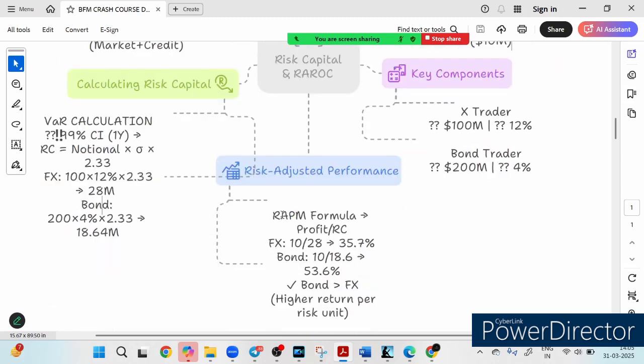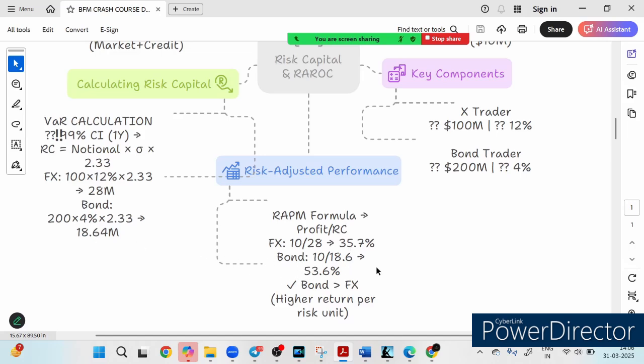Both are having the same profit, which is 10 million. So we write 10 million in the numerator for both. In the denominator we just write the risk capital, which we have just calculated. For the forex trader, the risk capital is 28 million, so we write 28 million, and after calculating the percentage, this gives us 35.7%. For the bond trader, you can see that the risk capital is just 18.64 million. We write it here and get the percentage 53.6.